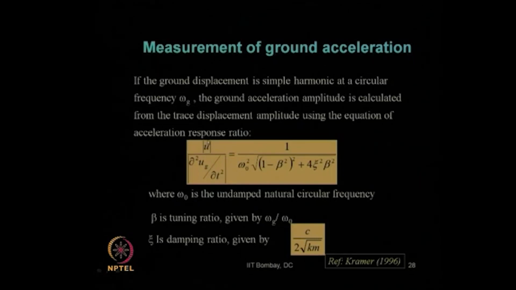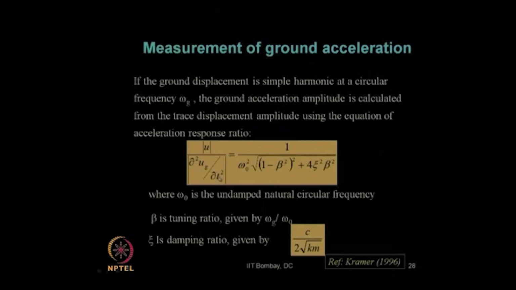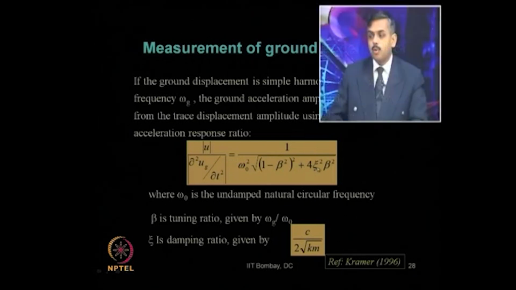It should be u double dot. Please note it down in the slide, it has not appeared properly. It will be the modulus of u double dot, that is the magnitude of relative acceleration, divided by the magnitude of ground acceleration, that is d2 u g by dt square, which is nothing but the ground acceleration, and that will be equal to 1 by omega naught square root of (1 minus beta square) whole square plus 4 eta square beta square. Where did we get it from?